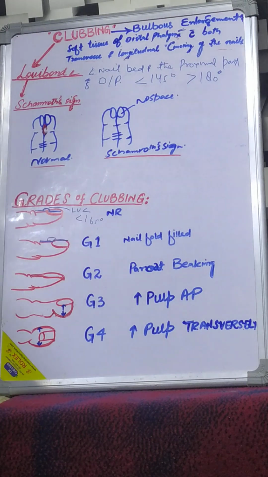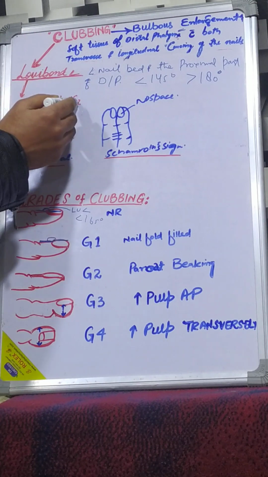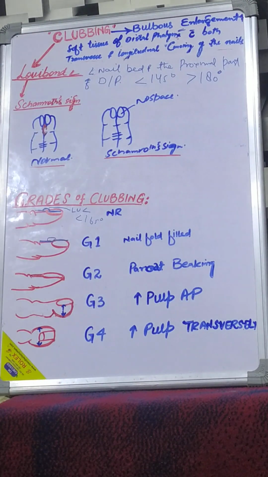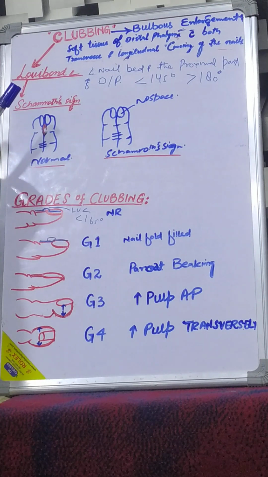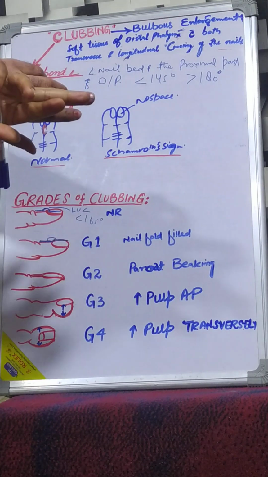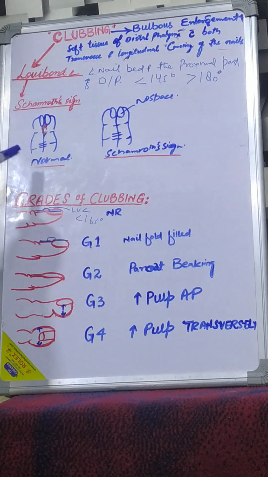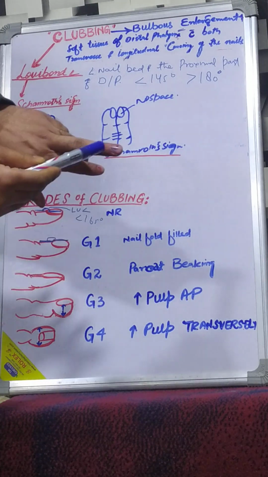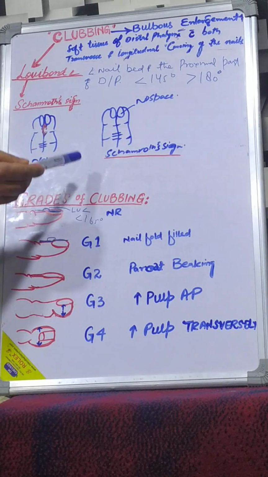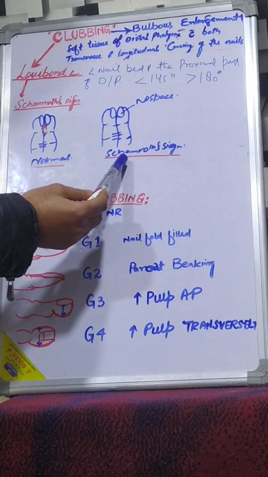You should look for clubbing. For this, you go for another test, that's Schamroth's sign. What is Schamroth's sign? Two fingers are held together so that the two nails are facing each other. Normally, a diamond-shaped space exists between the two fingers at the level of the nail folds. But in clubbing, this diamond-shaped space gets lost. This is known as Schamroth's sign.